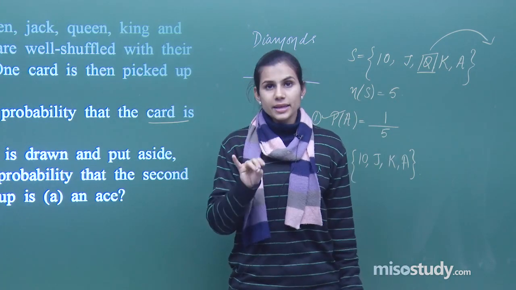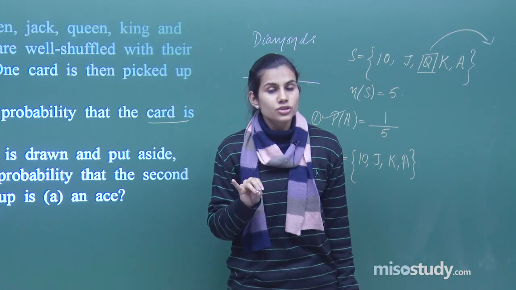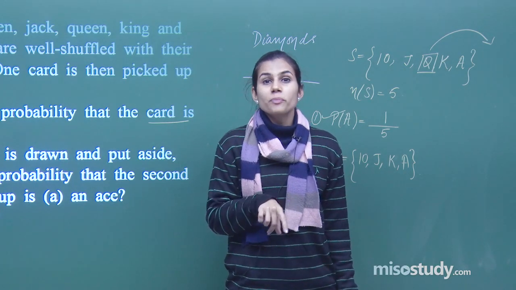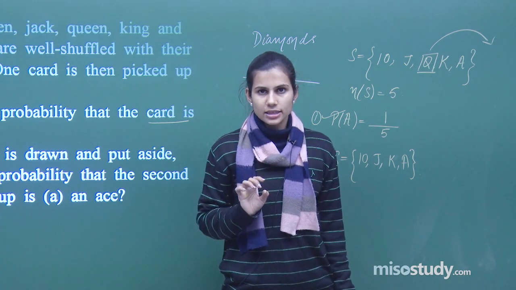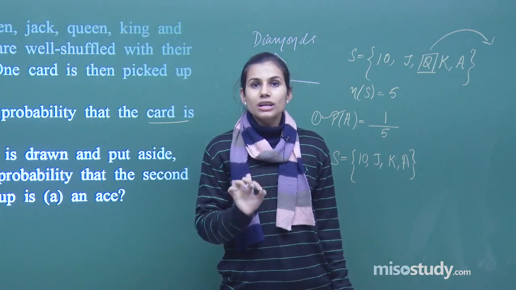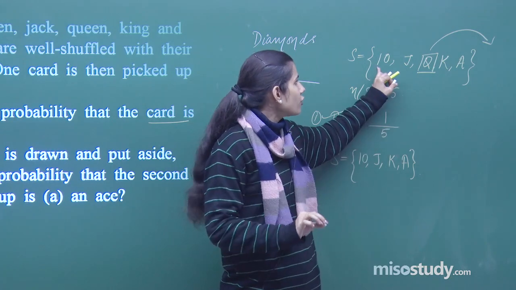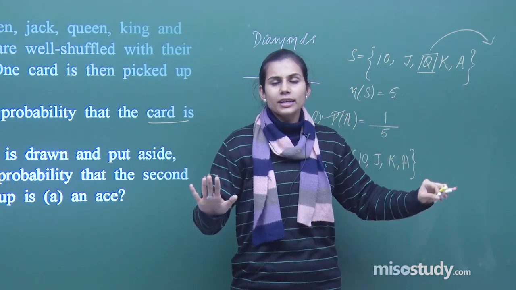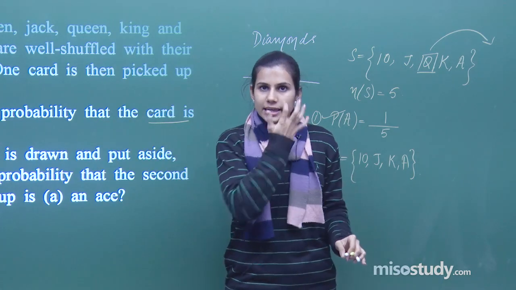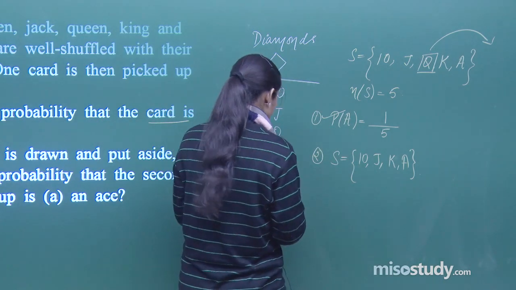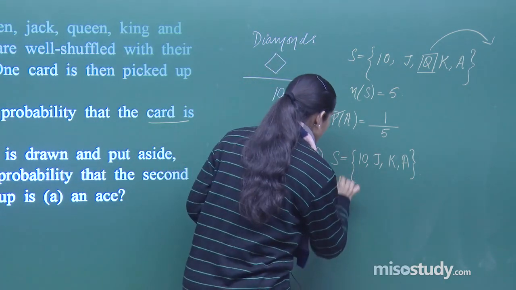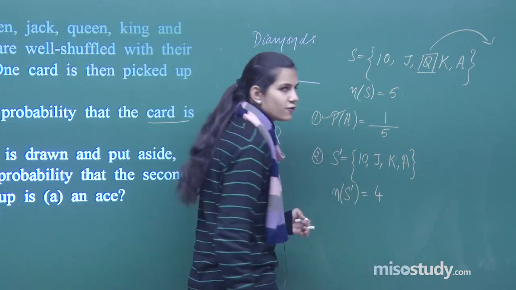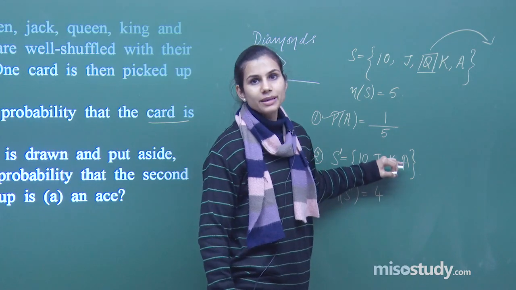Now whatever I will be picking up, my random experiment has changed. Now the random experiment is picking up 1 card from these 4 cards. My total number of possible outcomes is 4. Either I can get a 10 of diamonds or Jack of diamonds or King of diamonds or Ace of diamonds. I can't get a queen now because it has already been kept aside. Is it clear? So now my new sample space is this. Let me name this as S dash. The number of members in the new sample space is 4. These are my new possible outcomes.